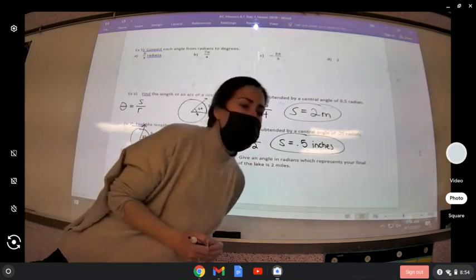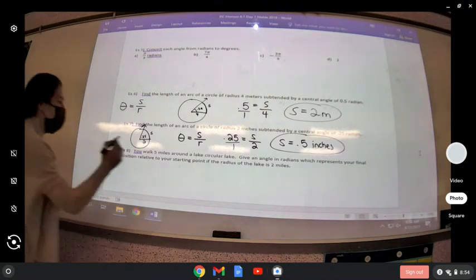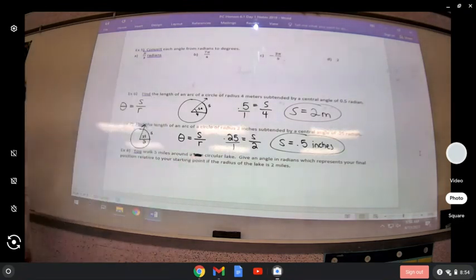Everybody at home, are you okay? Okay. All right, last one. You walk 5 miles around a circular lake. Give an angle in radians which represents your final position relative to your starting point if the radius of the lake is 2 miles.